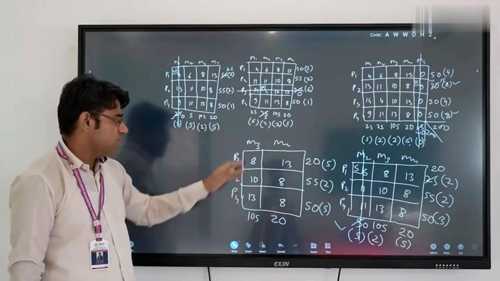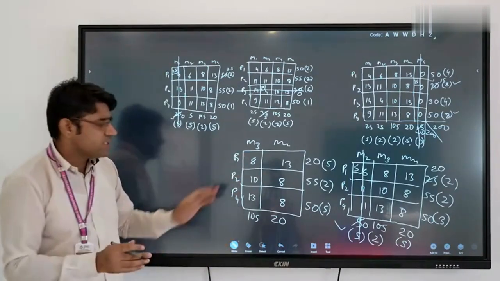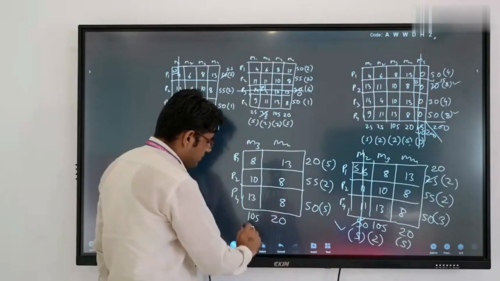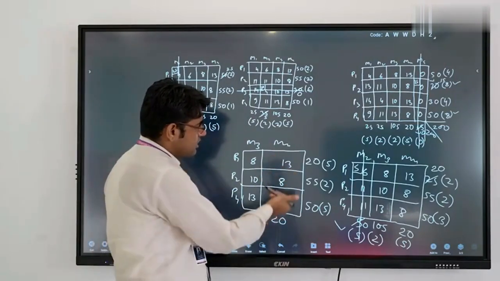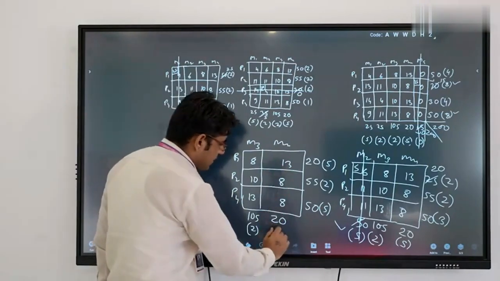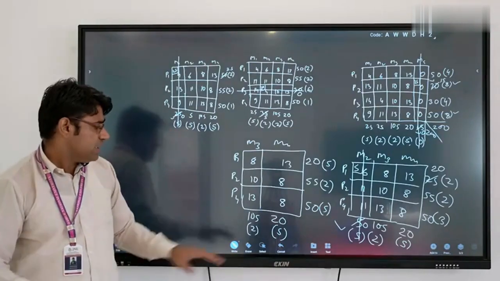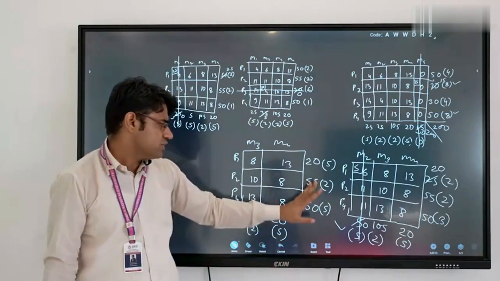Similarly we find the penalties of each column. In the first column, smallest is 8 and second smallest is 10. So the difference of 8 and 10 is 2. So write the penalty here. In the second column, smallest is 8 and second smallest is 13. Difference is 5. So write here. Now we check the highest penalty. Here the highest penalty is 5, but 5 appears in 3 places.